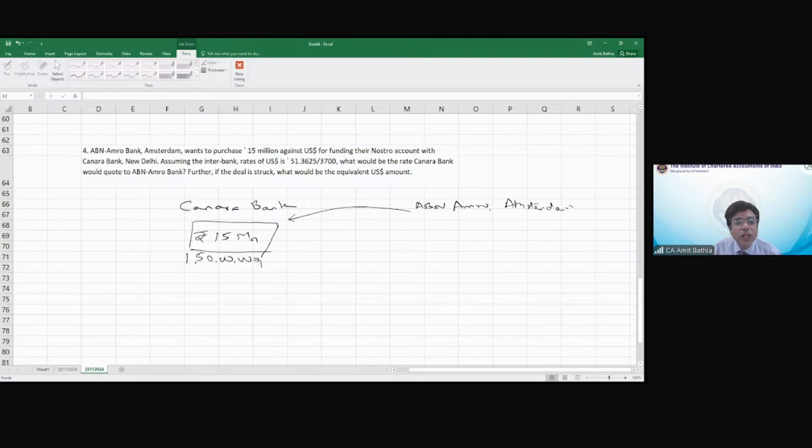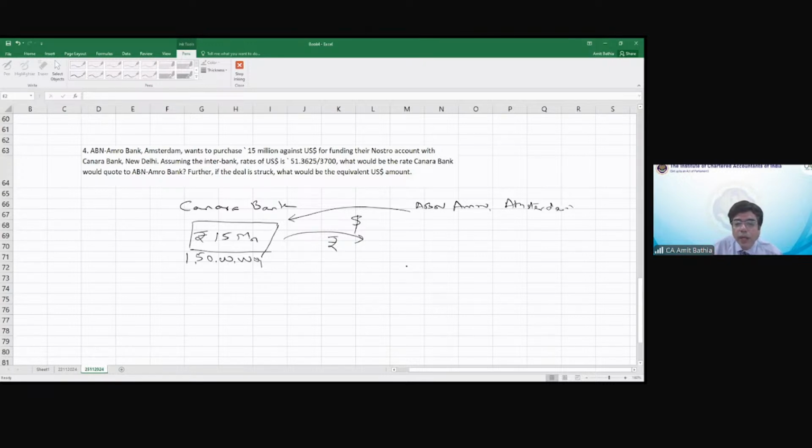Now for that, obviously, they will have to transfer dollars. So they need to give dollars to Canara Bank, and Canara Bank in turn is going to give them rupees in the ABN AMRO Bank account. Now, the question is, what would be the rate that Canara Bank would quote to ABN AMRO Bank? Is Canara Bank going to buy or sell?